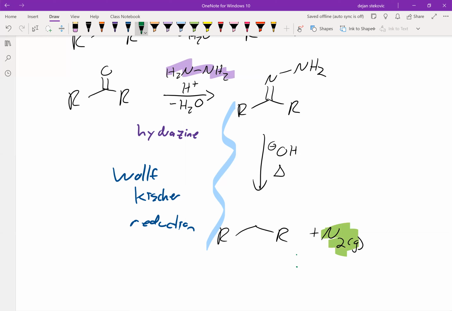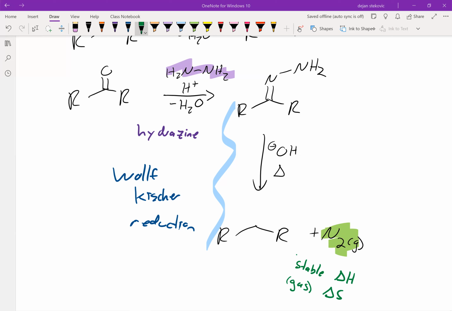First off, nitrogen is very stable, right? It's got that nitrogen-nitrogen triple bond, so the enthalpy helps that to form. And then it's also a gas, so the entropy also helps, right? So both delta S and delta H really prefer this to go along.